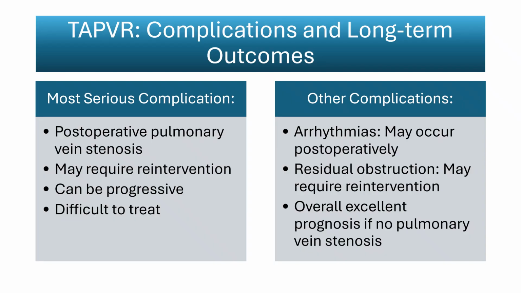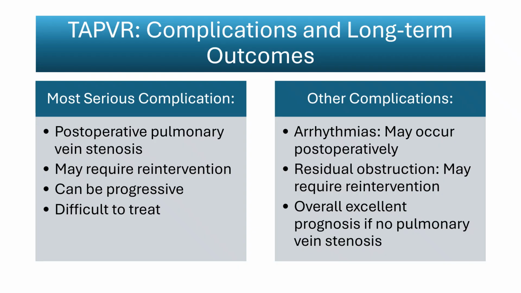The most serious complication after TAPVR repair is postoperative pulmonary vein stenosis. This narrowing can be progressive, difficult to treat, and may require repeat interventions. Because pulmonary veins are thin-walled and delicate, even a small degree of scarring or distortion can significantly impede flow and raise pulmonary pressures. Surveillance is essential, as recurrent stenosis can compromise both oxygenation and survival.